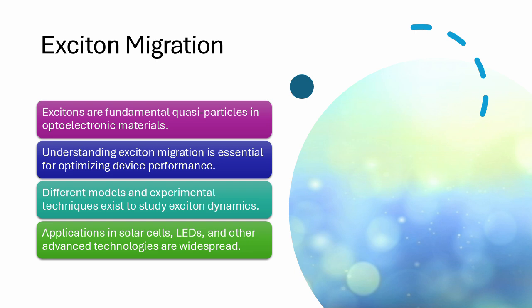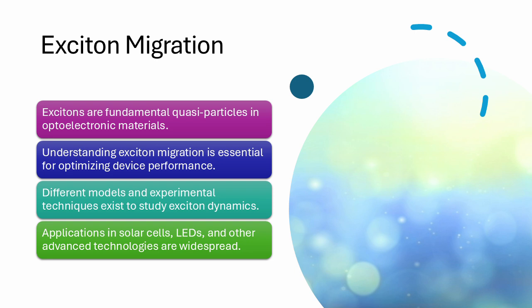But let's shift gears a bit and talk about the practical applications of all this knowledge. How is the understanding of exciton migration actually being used to improve technologies? That's a great question. One of the most exciting areas where exciton migration research is making a significant impact is in the development of organic solar cells, or OPVs. Yes, we touched on those earlier. They're the flexible, potentially cheaper alternative to traditional silicon-based solar cells, right? How does exciton migration come into play there?